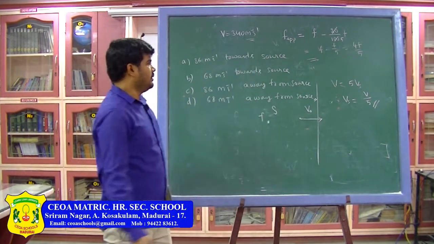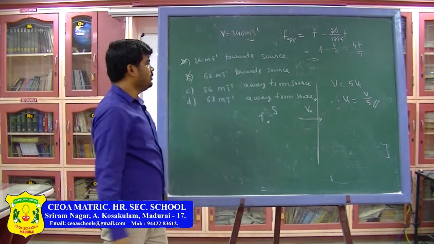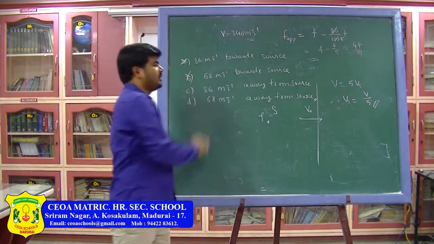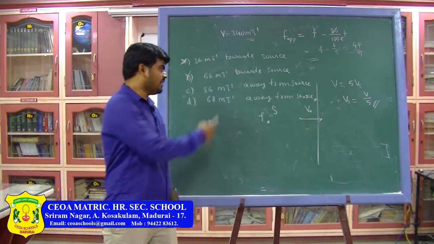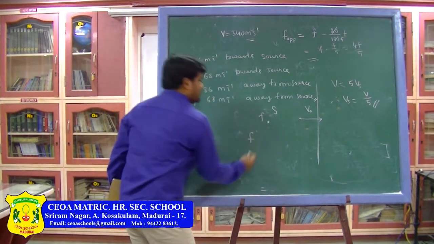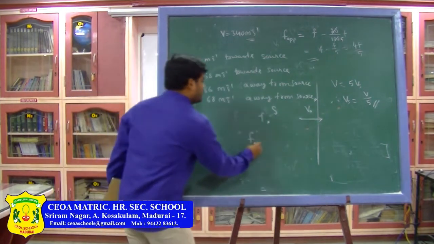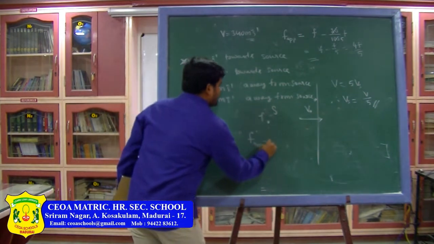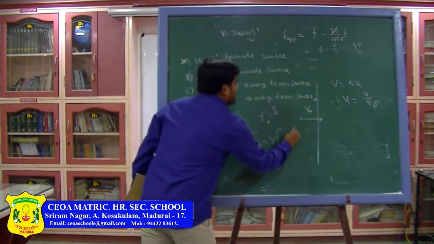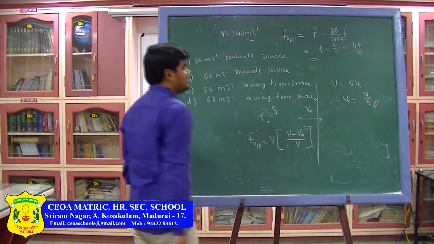So, we can ignore the first two options. The answer may be either C or D. Now, let us calculate the value and find the correct answer. The apparent frequency when the observer is moving away from the stationary source is given by f apparent equal to f into V minus V naught divided by V. So, this is the apparent frequency formula.